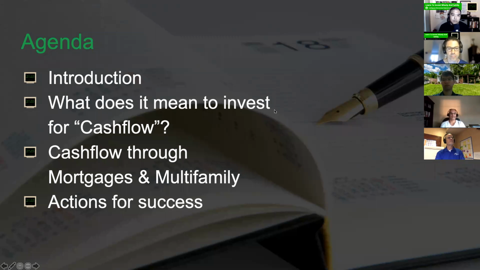So the agenda we have today is we're going to introduce ourselves. Who are the tech guys who invest? Who are Adam and Kevin? Then we'll talk about what it means to invest for cash flow. What is cash flow, first of all, at the highest level? Then Adam and I will talk about respective investor identities, talking about cash flow through mortgages and multifamily. And then lastly, we'll wrap everything up with actions for success, things you can do today to get the ball rolling, because without action, there is no success.